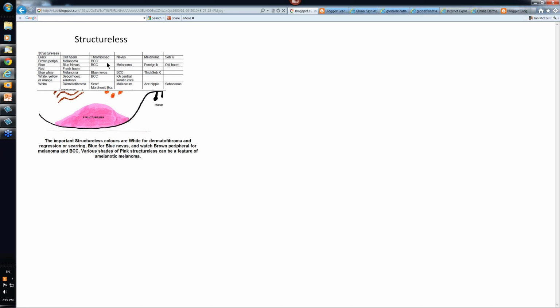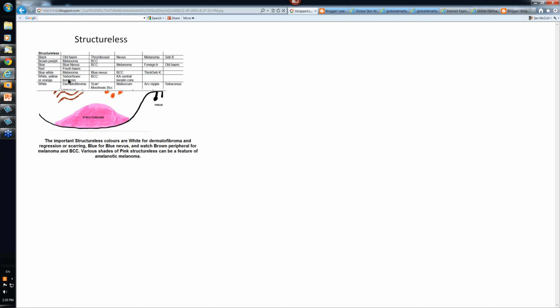Brown peripheral structureless, BCC, that light brown peripheral structureless, you'll see that as a feature of basal cell skin cancer. Blue structureless, particularly the blue nevus, foreign body, old hemorrhage, but BCC and melanoma as well. If they're smaller, they'll be blue globules or clods. Red structureless is usually fresh hemorrhage, blue-white, melanoma, blue nevus. Some thick seb-Ks can be really blue-white structureless as well.